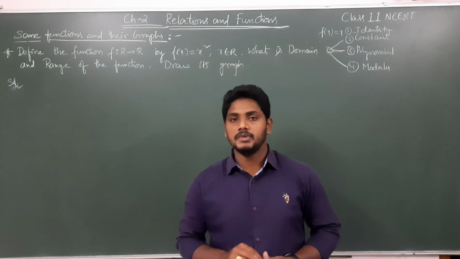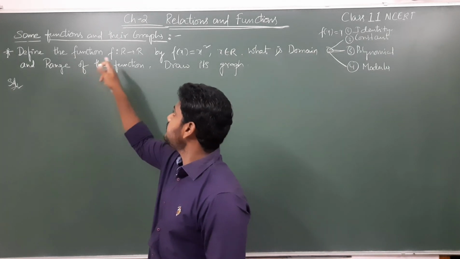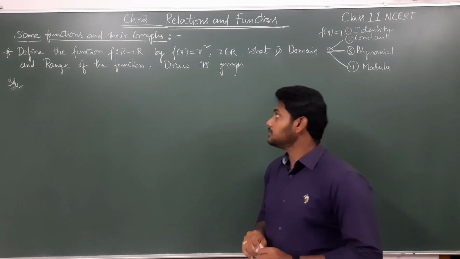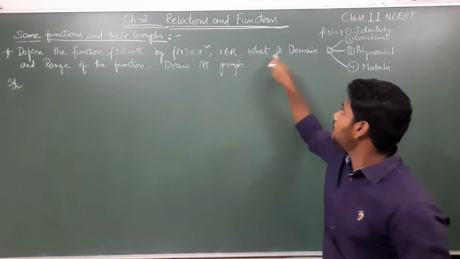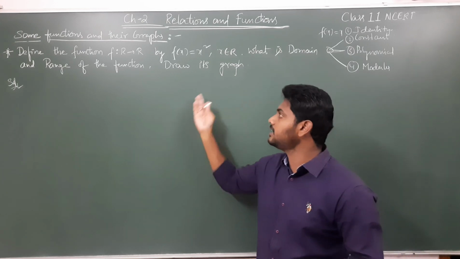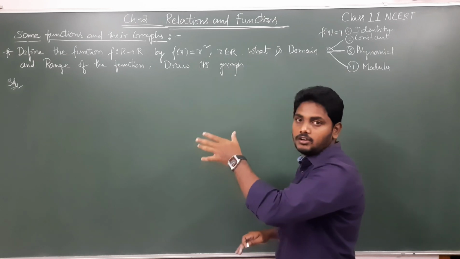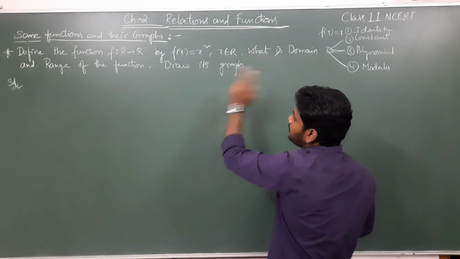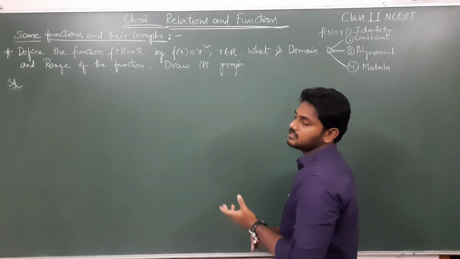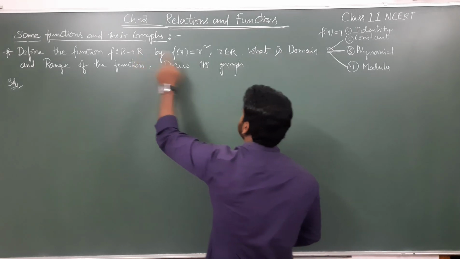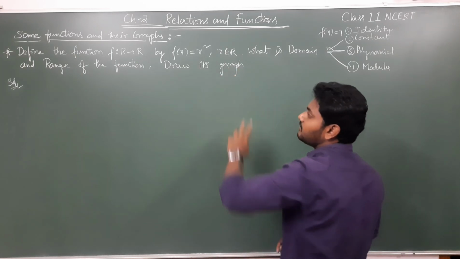See guys, the question based on polynomial function will be like this. Define the function f from R to R by f of x equal to x square, x belongs to R. What is the domain and range of the function? Draw its graph. Defining the function is the statement we need to write for a polynomial function. Domain and range we will write finally. Draw its graph. They are given individually.